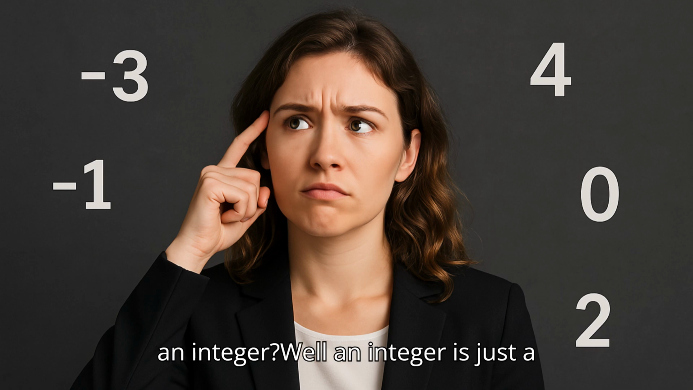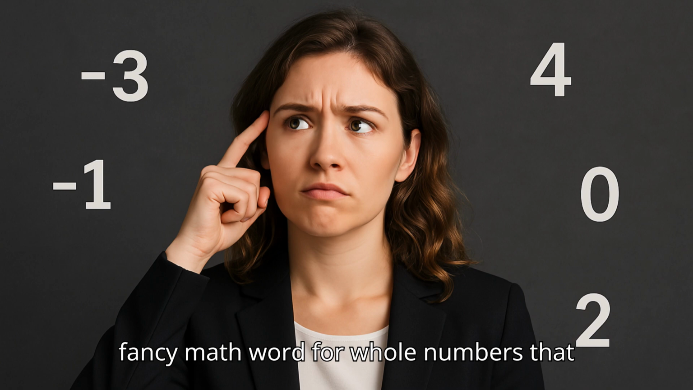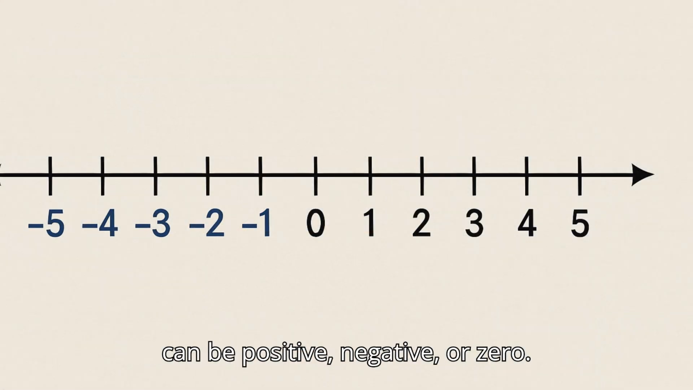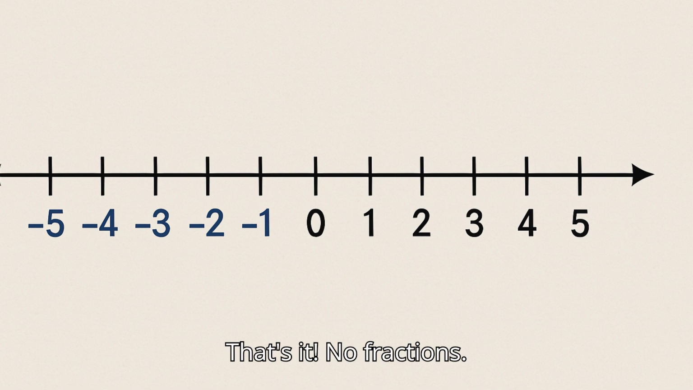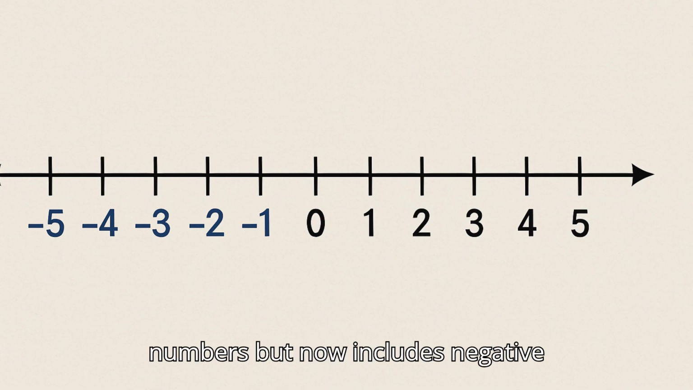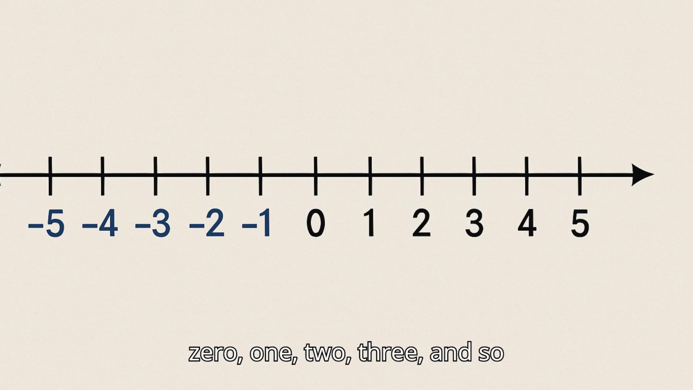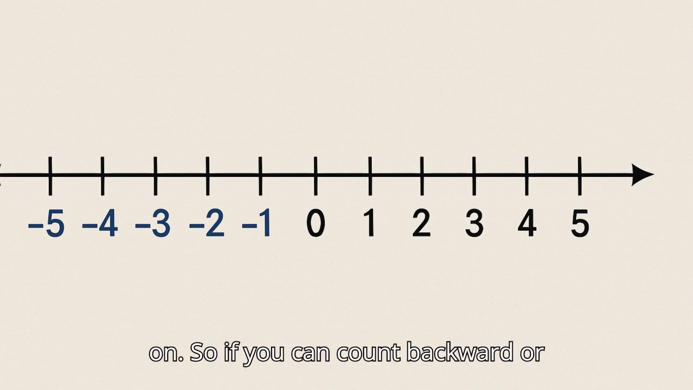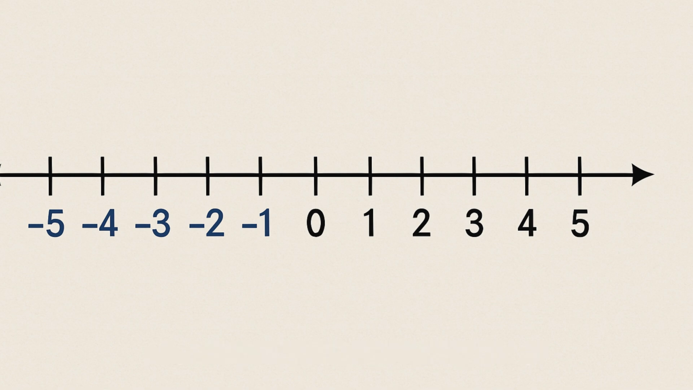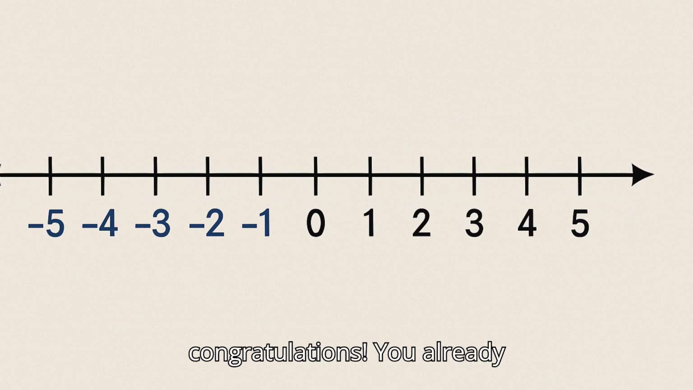What is an integer? Well, an integer is just a fancy math word for whole numbers that can be positive, negative, or zero. That's it. No fractions. No decimals. Just plain whole numbers, but now includes negative numbers. -3, -2, -1, 0, 1, 2, 3, and so on. So if you can count backward or forward with whole steps, congratulations! You already know what integers are.